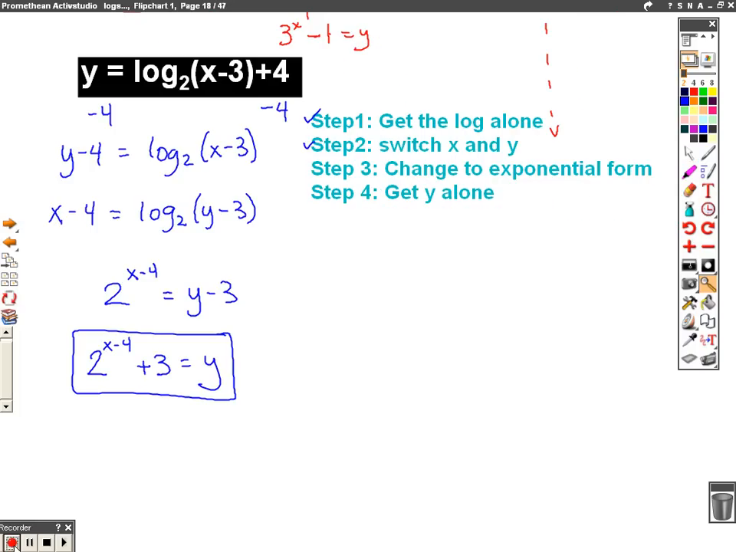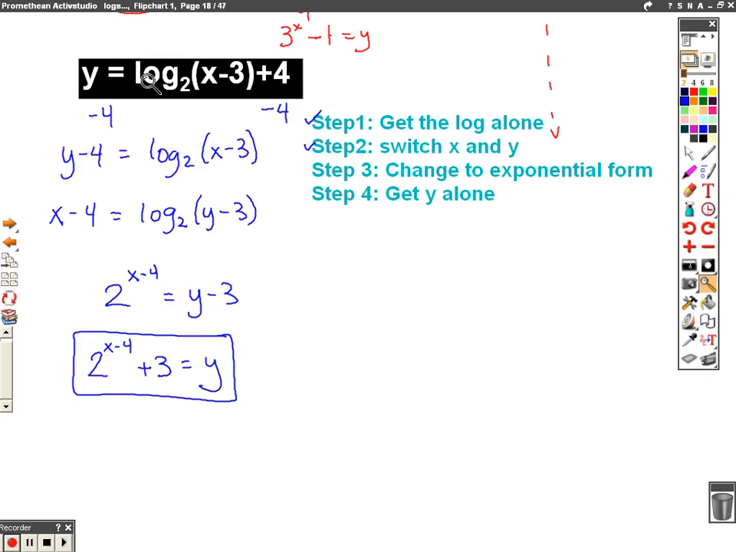All right, so you should have gotten this as your answer. Double check my steps with yours. So first step, I subtracted 4 from both sides, flip my x and y, change it to exponential form, and then got y all by itself by adding 3 to both sides. All right, so that would be the inverse of this, finding it algebraically.